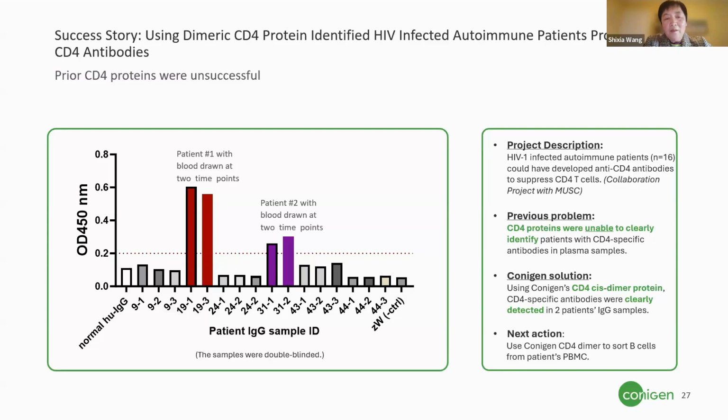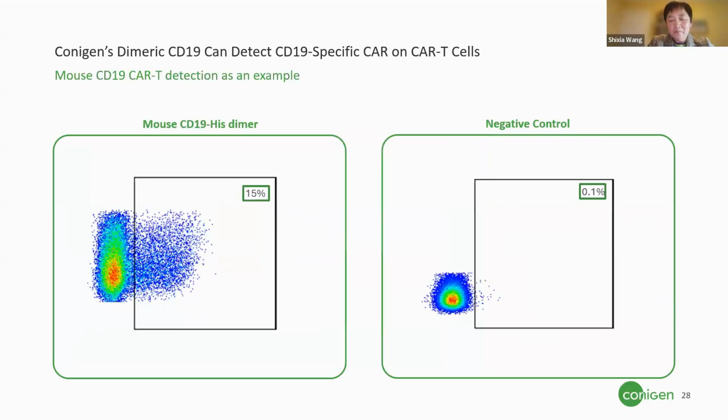This finding is very important to show the dimer protein can potentially increase the antibody binding. Another set of data I'm not showing here shows the CD4 dimer protein can bind to the therapeutic antibody, ibalizumab, much better than the monomer protein. So this group of researchers will use the CD4 dimer protein to sort out B cells from the patient PBMCs to generate antibodies to do more research.